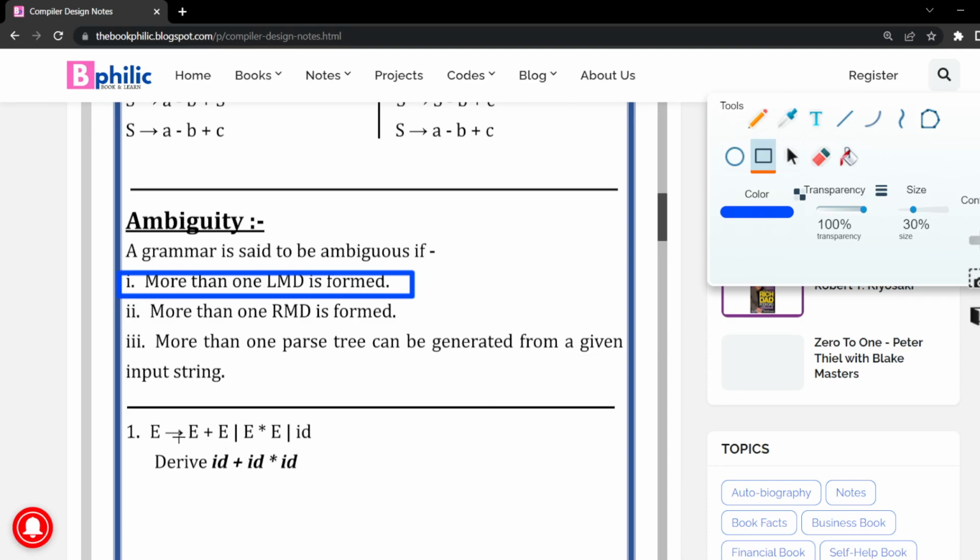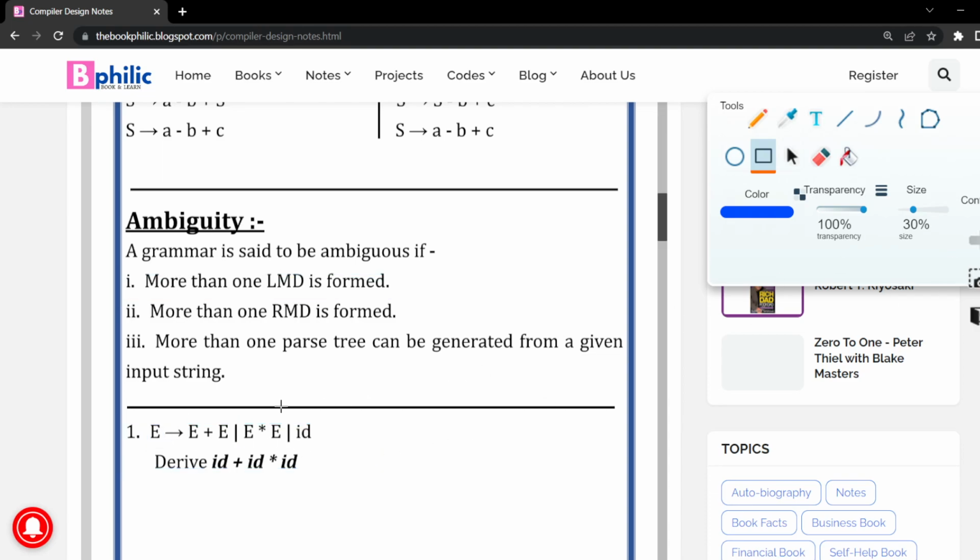So let us start with one example here. We have taken one more example, that is E derives capital E plus E, and capital E star E, or ID. ID is nothing but a terminal and capital E is nothing but the non-terminal, and this capital E is the start symbol from where the parse tree will be started.